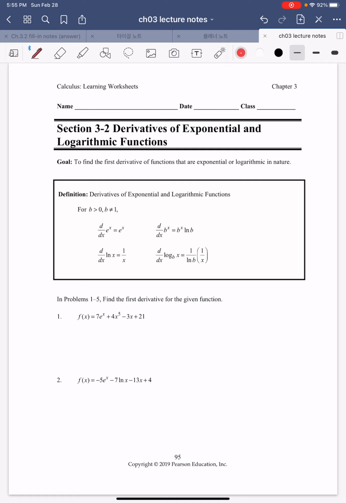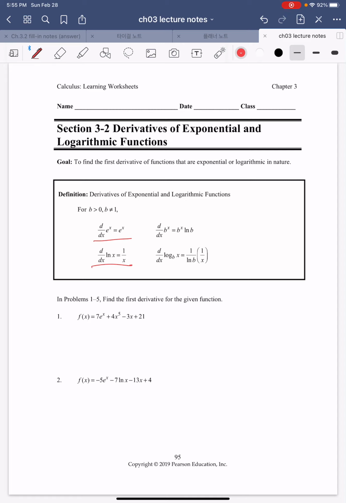So there are four derivative rules on the exponential and logarithmic function. First one is derivative of, the term d over dx is a notation for derivative. So derivative of e to the x is just e to the x. Very easy one to remember. Derivative of ln x is 1 over x.